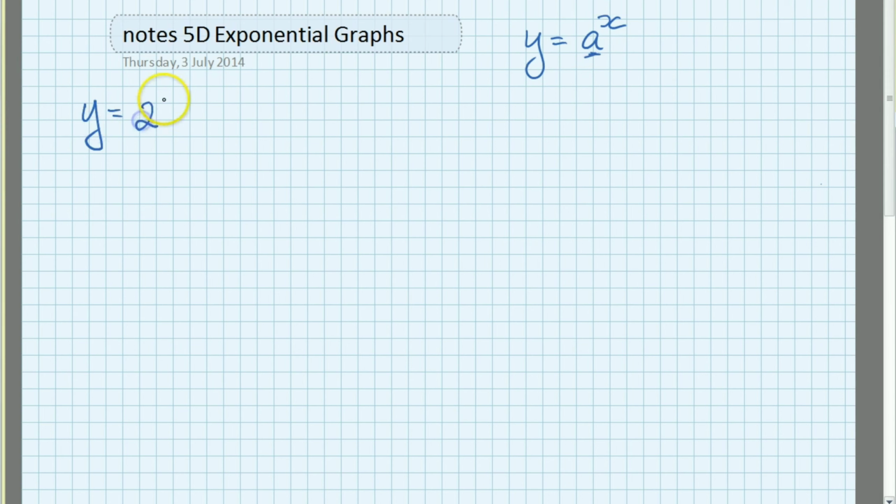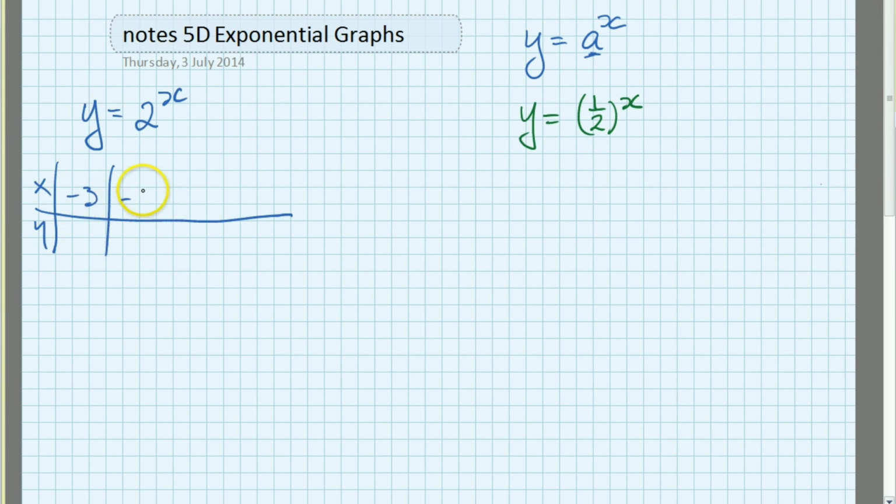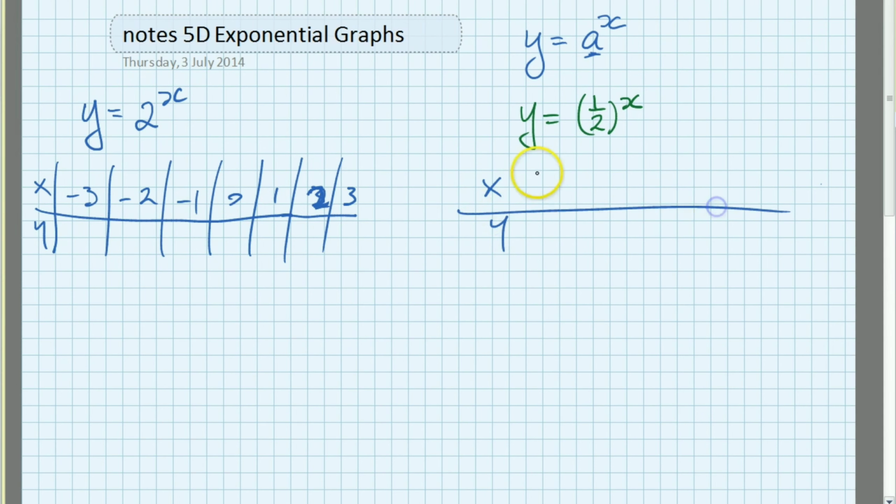We're going to start off with y is 2 to the power of x, and the second graph we're going to look at is y is equal to a half to the power of x. We're going to start by drawing a table of x and y values. Let's have a look from -3 up to the value of 3 for both of these.